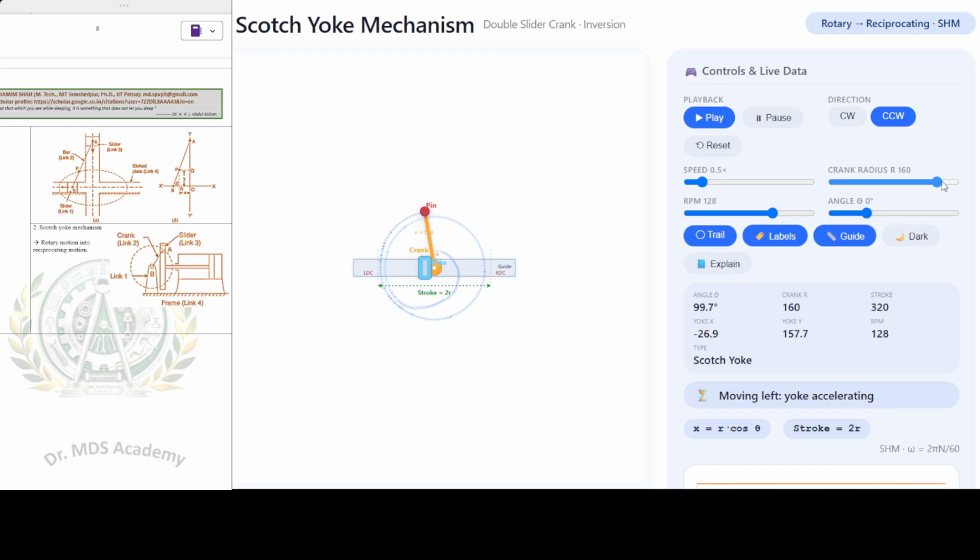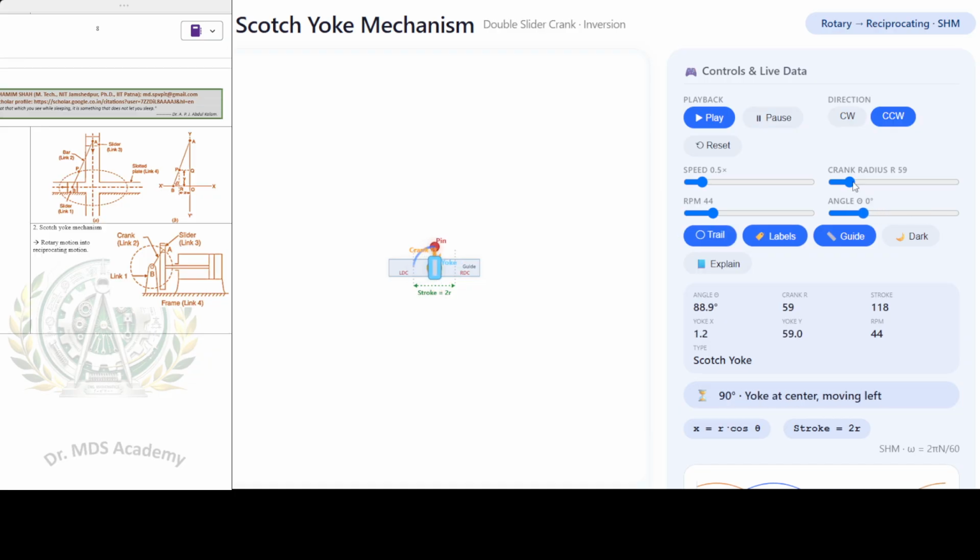See here, larger is the radius, larger will be the coverage of this piston. The length of motion of this slider will be larger for the larger crank radius case. Smaller is the crank radius, the smaller the length of motion of this piston will be.